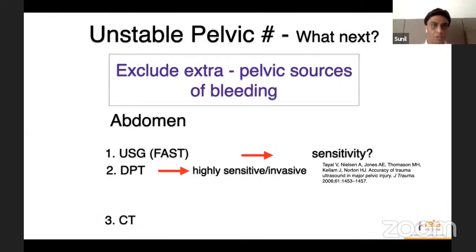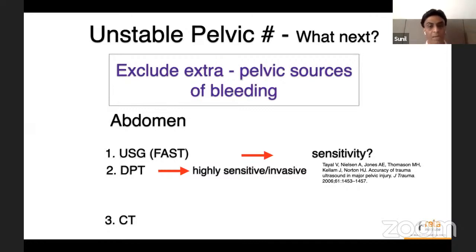So what next? You have made your primary diagnosis and your patient is bleeding. At this point, you know your pelvic fracture can bleed, but you also need to exclude other sources of extra pelvic bleeding. The most common site you need to focus on is the abdomen. So the one quick way to go about abdominal bleeding is to do a focused assessment by sonography in trauma, where you use an ultrasound to focus on specific zones to identify an intraperitoneal bleed. You can also do an extended FAST where you include the thoracic cavity as well.